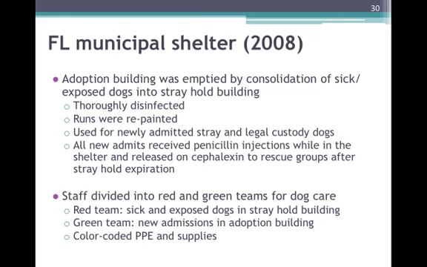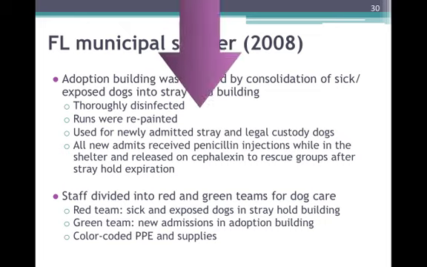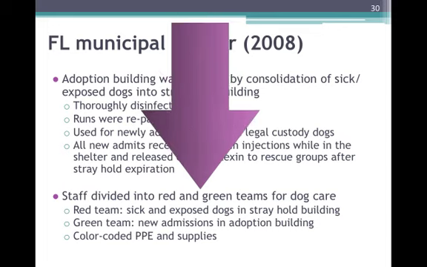And not only were the sick and exposed populations in the other building getting penicillin, but now the staff were tasked with treating the new admits too, as a sort of prophylactic approach for prevention of strep zoo infection. And one of the shelter veterinarians did a cool thing. I really like this and like to pass it on to other shelters regardless of what infectious disease outbreak they're having. She divided her animal care team into stoplight colors.